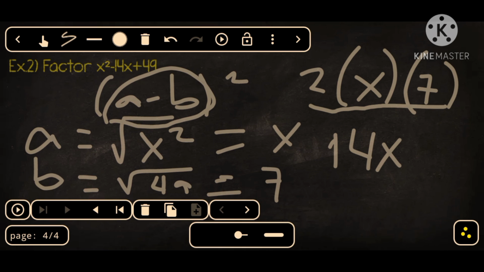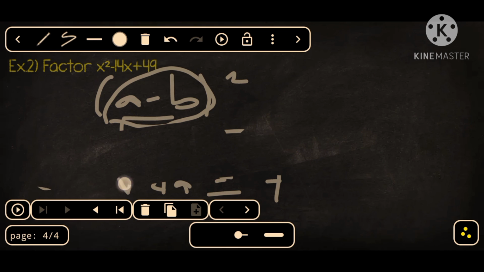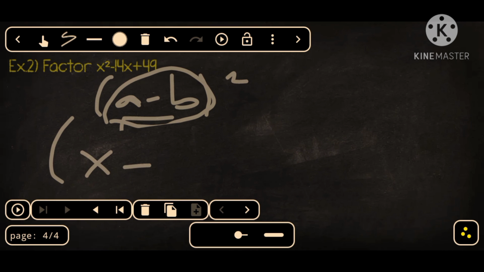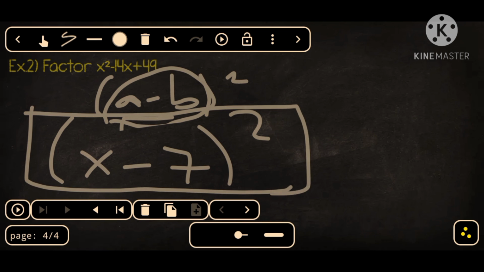Okay, so we now have the value of a, the value of b. So therefore, our factors now would be a, again, is x, minus b is 7, squared. Okay, so this is now our factors. Very easy. So if you want to check if your answer is correct, just apply the FOIL method. The first, outer, inner, and last. Okay, so that's it for the perfect square trinomial.